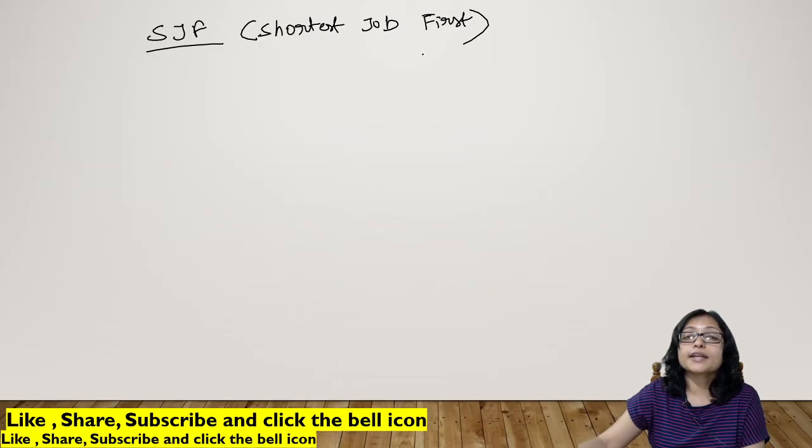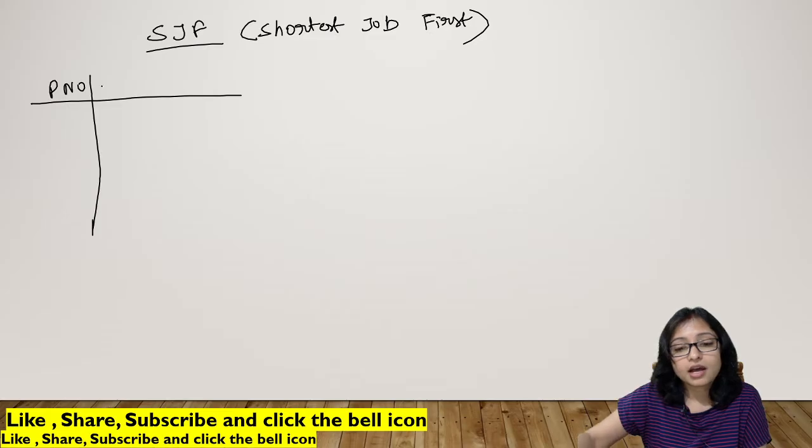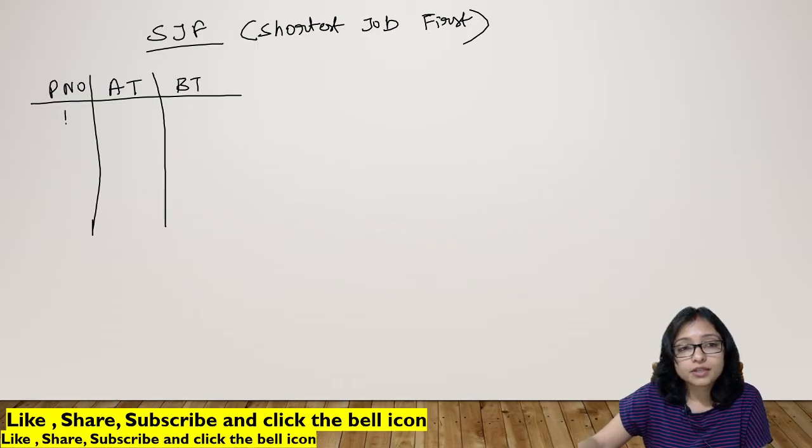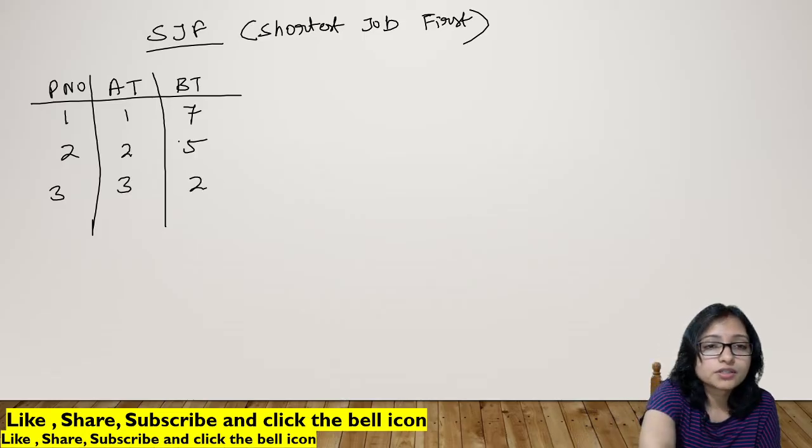Right? Shortest job first. Who is the shortest job? It will get the chance. So here I am taking an example: process number, after that arrival time, then burst time. Process number 1, arrival time 1, burst time 7. Process number 2, arrival time 2, burst time 5. Process number 3, arrival time 3, burst time 1. Sorry, it is 1.